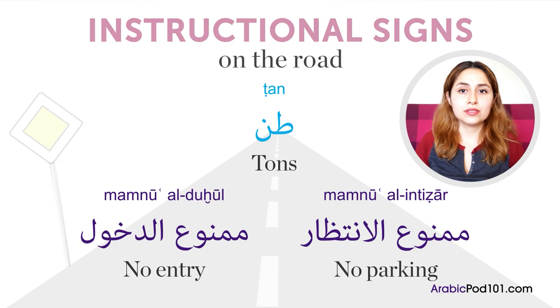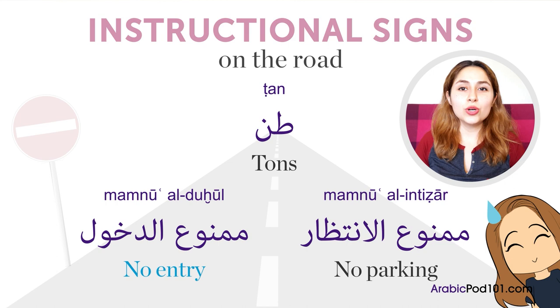Ton. Tons. This one is mainly for truck weight allowances. The number you will see next to ton is the maximum weight allowance on this road in ton. Lastly, we have two of the main reasons why people get tickets on the streets of Egypt. ممنوع الدخول. No entry, commonly used for one-way streets. ممنوع الانتظار. No parking, commonly found in front of exits, entrances, and around important buildings.